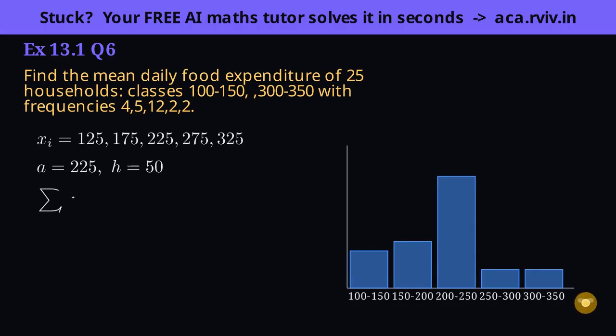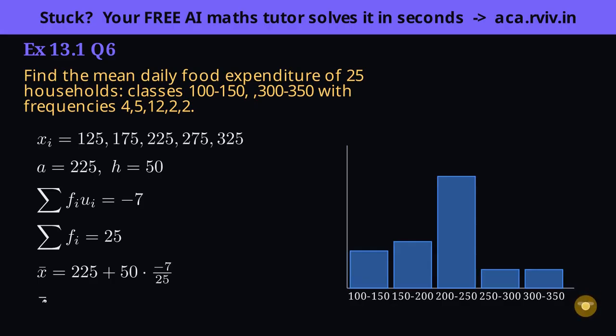Form the u_i: -2, -1, 0, 1, 2, multiply by frequencies and add. The total is -7, so the data leans a little below our assumed mean. Add the frequencies for the total, 25 households. Unscale by 50. Divide by 25, add A, 225 plus 50 times -7 over 25. 50 times -7 over 25 is -14, so the mean expenditure is 211 rupees.